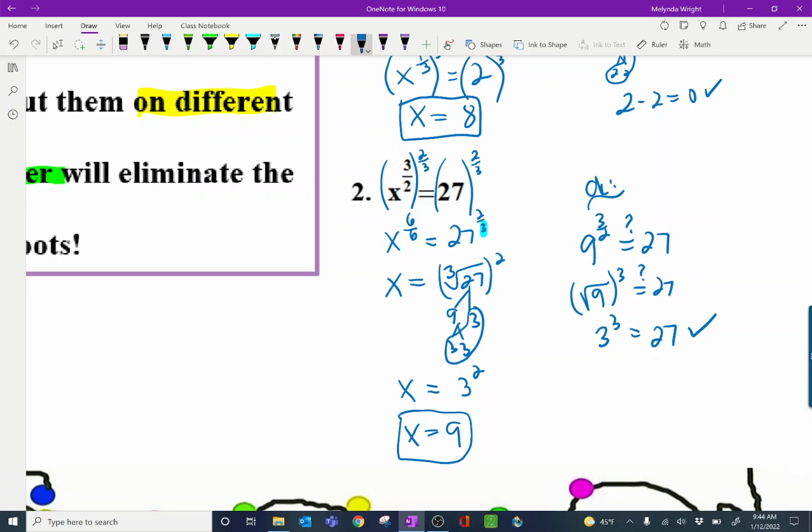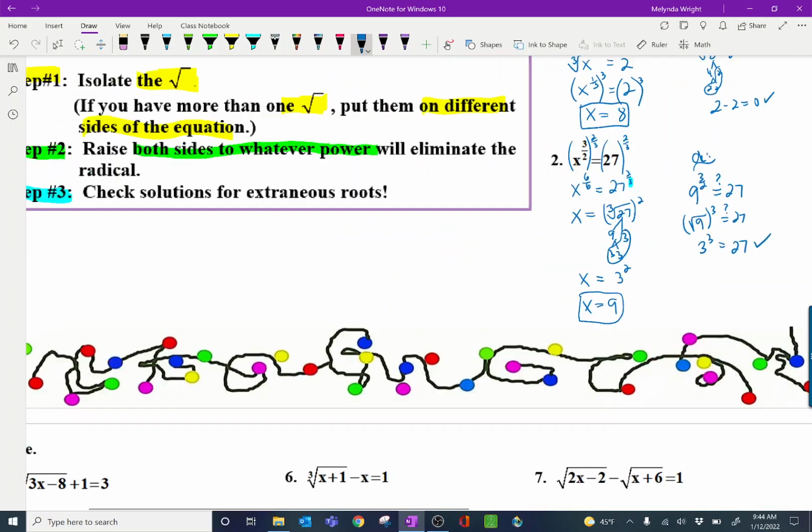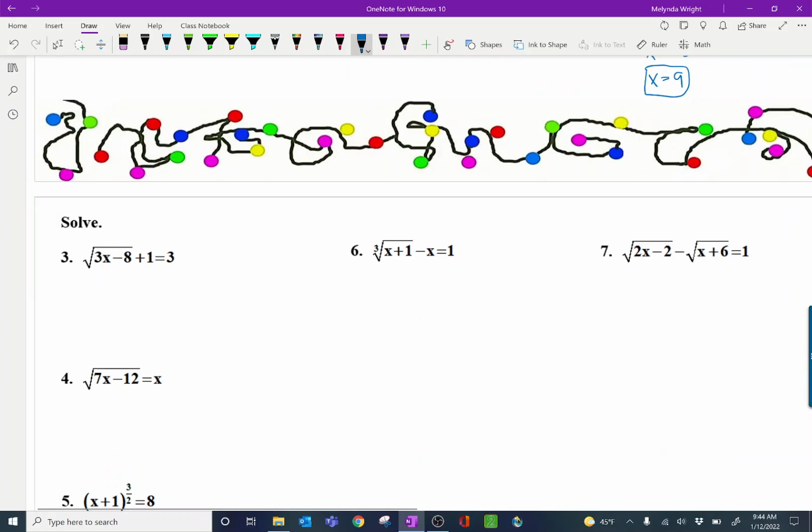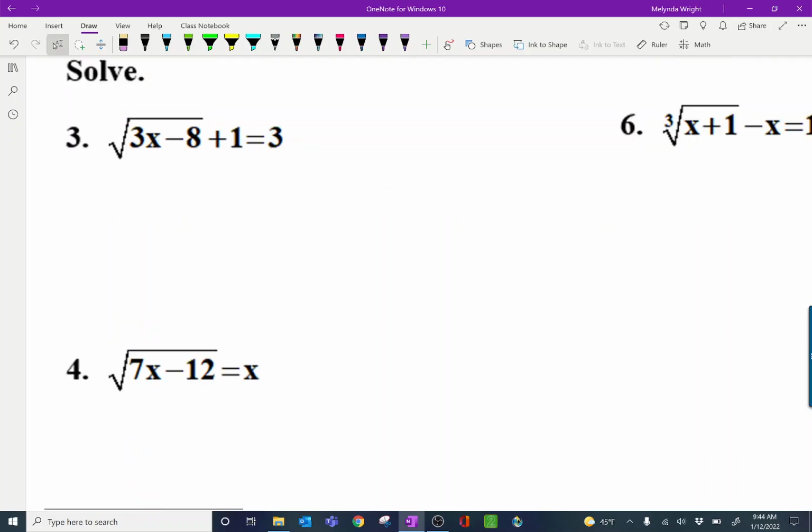All right, great. Hopefully we're getting the hang of that. So let's go on to the second page where they get a little bit more complicated, just a little bit more. We're still going to follow that same premise. We're going to isolate the radical. So we've got the square root of 3x minus 8. I'm going to move the 1 over, so I subtract 1 from both sides and I get 2.